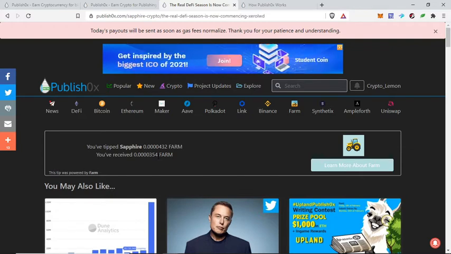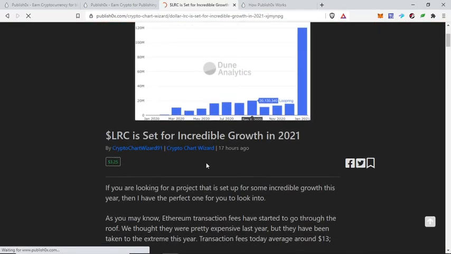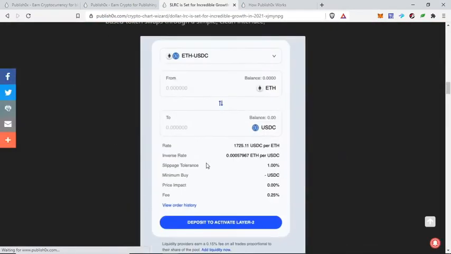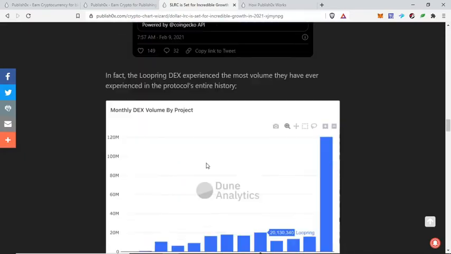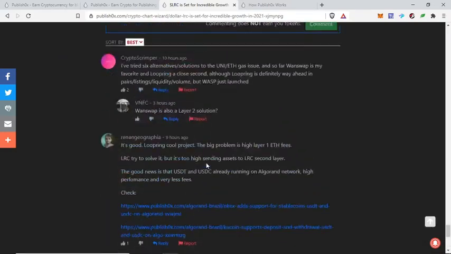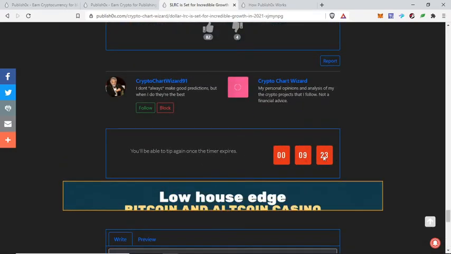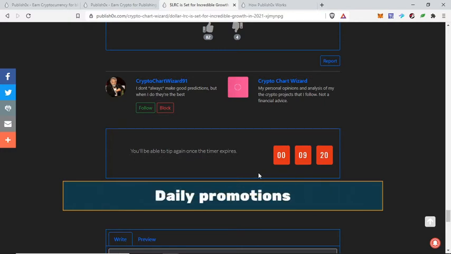And after a tip, for example, let's say I'm writing another article, really like it, and I would like to tip it also. The thing is, to prevent abuse from bots, you cannot tip another article right after tipping one. So you have to wait 10 minutes to tip another article from a different author, and you can only tip one author per 24 hours.